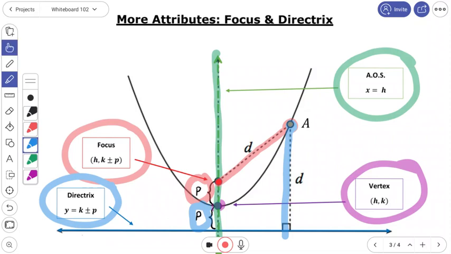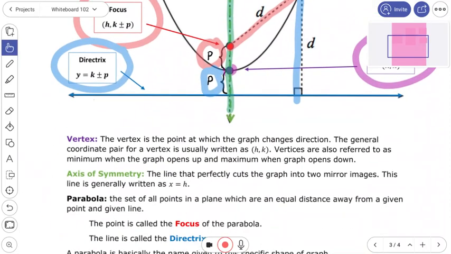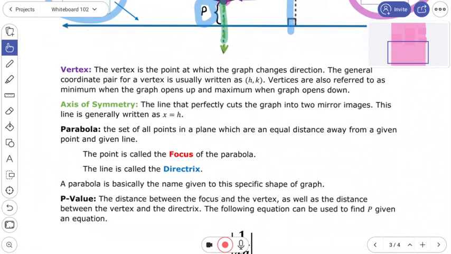All right, so let's look at some vocabulary. All of this is typed out for you at the bottom of your note sheet. If you don't have it, you can download it online or you can come and get it from me in the classroom. Either way is fine. But your p value is just the distance between the focus and the vertex, as well as the distance between the vertex and the directrix. We are going to use that information to create an equation after today.